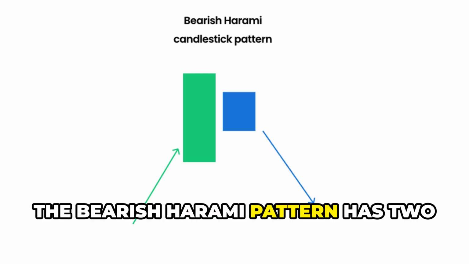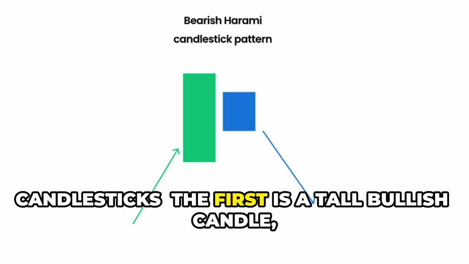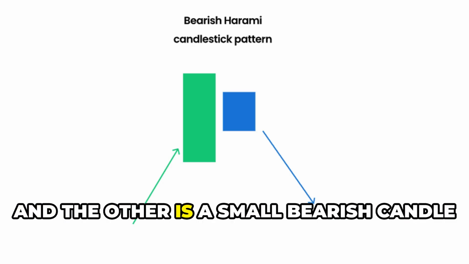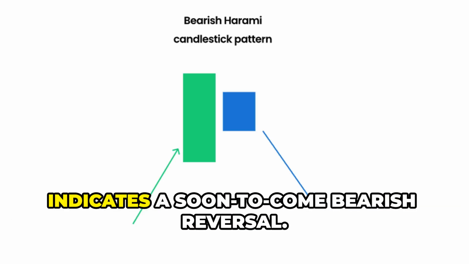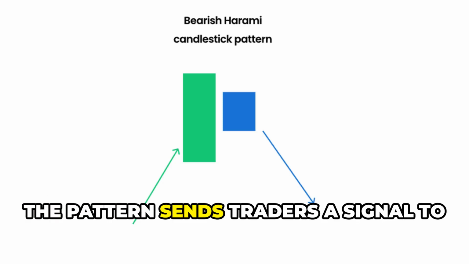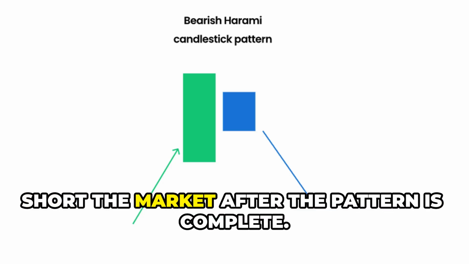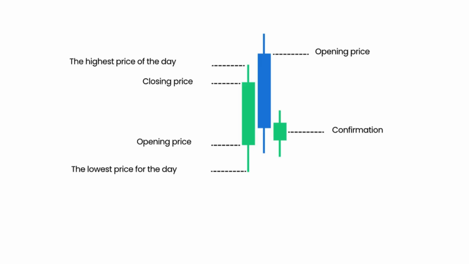The bearish harami pattern has two candlesticks. The first is a tall bullish candle and the other is a small bearish candle which is in the same range as the first one. It is formed after a market uptrend and indicates a soon-to-come bearish reversal. The pattern sends traders a signal to short the market after the pattern is complete.